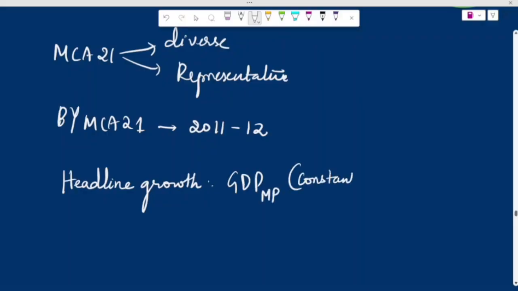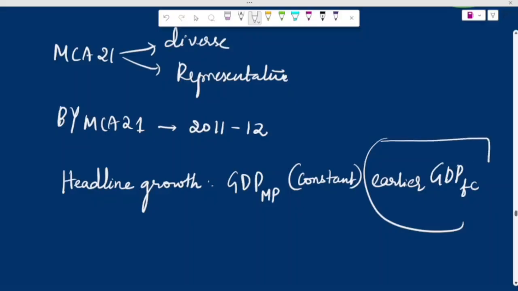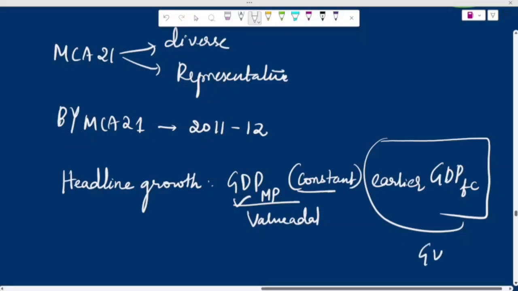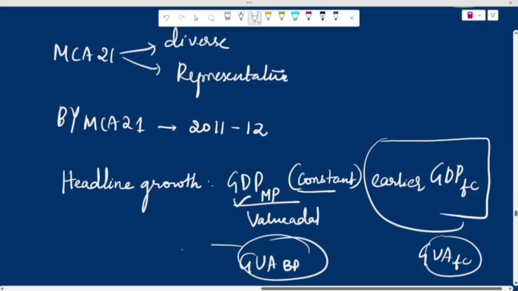Earlier they used to calculate GDP at factor cost, but now we are using something called the value addition method. So we'll be calculating the GDP at market prices and constant prices, not current prices. Okay. Then sector wise estimates. Before they used to use gross value added at factor cost, but now we'll be using gross value added at basic prices. That's why I have taught what is factor cost, what is market price, what is basic price.